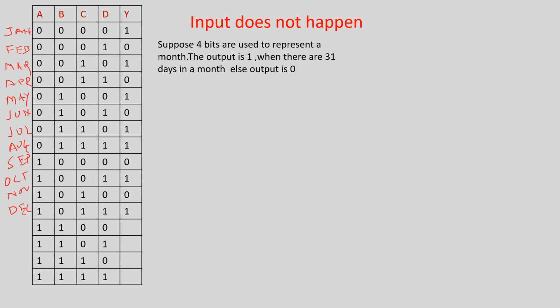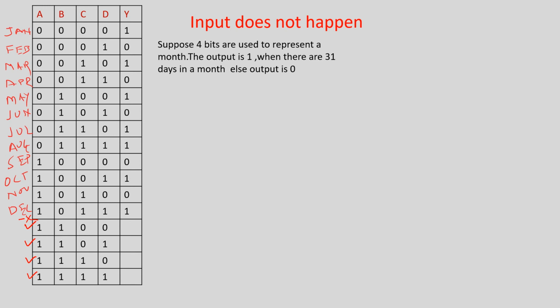Like that, the table is completed. Now let us focus on these four conditions, because these four conditions are not going to happen. Because there are 12 months, our truth table ends here. So what should we write as output for these conditions?